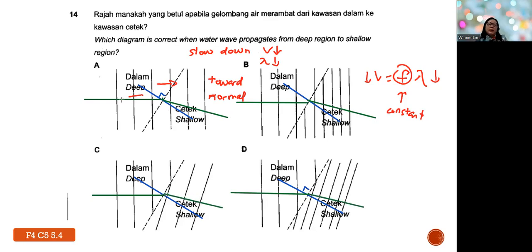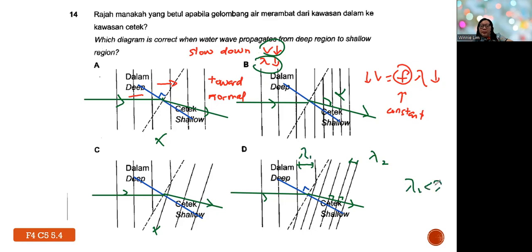Then lastly, after you draw the direction of the wave propagation, you have to complete the wave front. The wave front is perpendicular to the direction, so again it has to be 90 degrees. Is this 90 degrees? No. So of course A and C are not correct. Why? The wavelength has no change. It is supposed to decrease, become smaller, because the wave slows down. So lambda 2 has to be shorter than lambda 1.